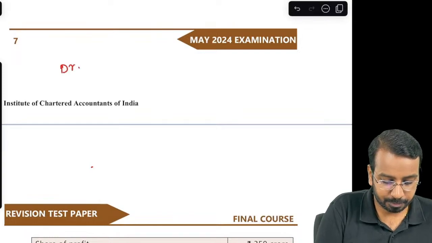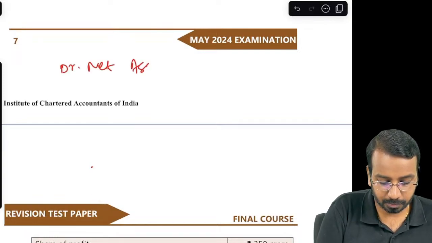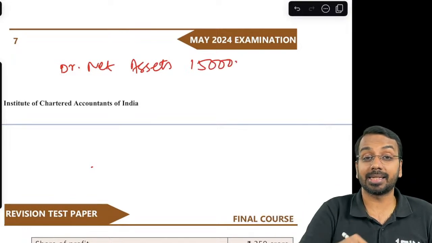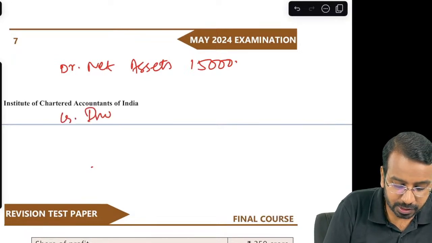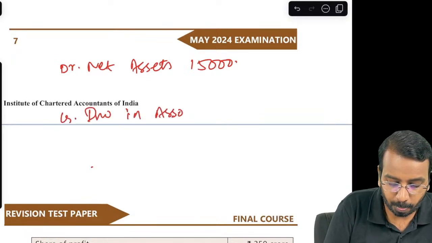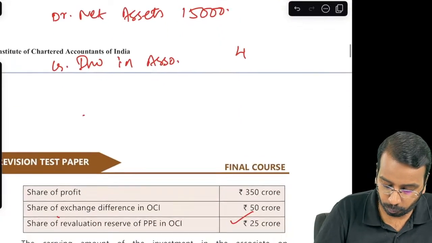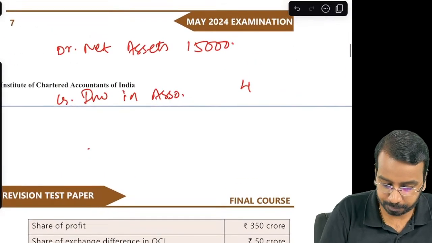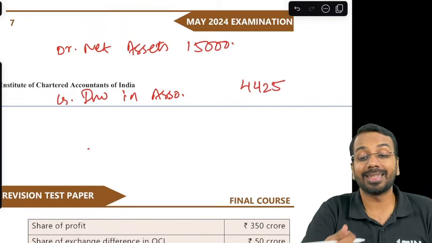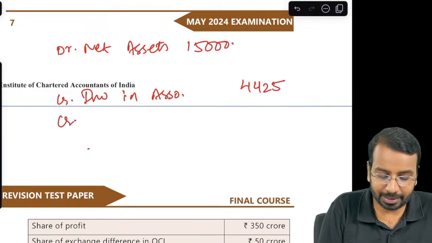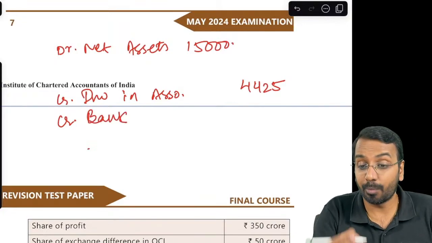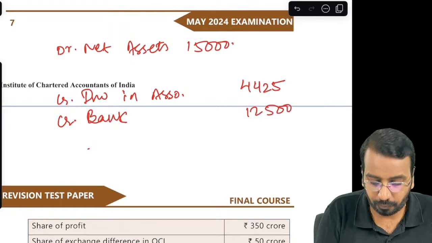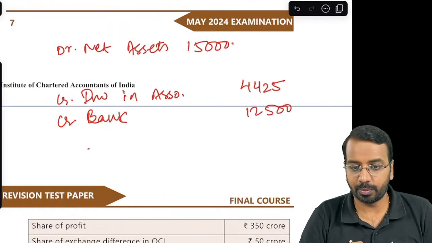We will debit net assets at 15,000 crores, because we are now incorporating the asset. What are we giving out or what are we giving away? We will credit investment in associate at the carrying amount of 4,425, because that is no longer needed. Then we will credit bank or cash by how much? By the amount that we have paid, 12,500, because that is also going out of the business, right?